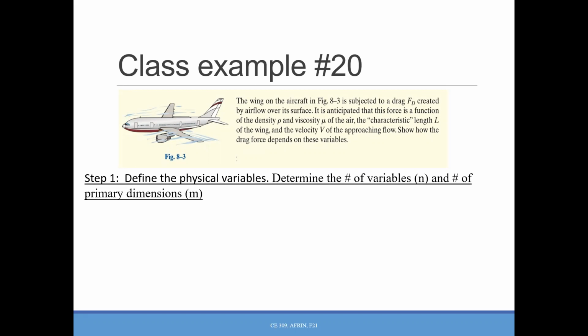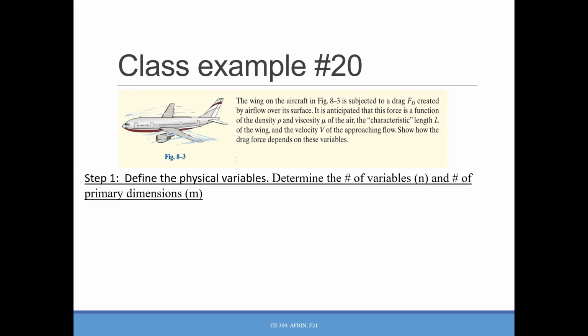So the question was, the wing on the aircraft in figure 8.3 is subjected to a drag Fd created by the airflow over its surface. It is anticipated that this force is a function of the density, viscosity of the air, the characteristic length L of the wing, and the velocity V of the approaching flow. Show how the drag force depends on these variables. So this is the very first example we used to explain what dimensional analysis is. So we will do the actual calculation right now.